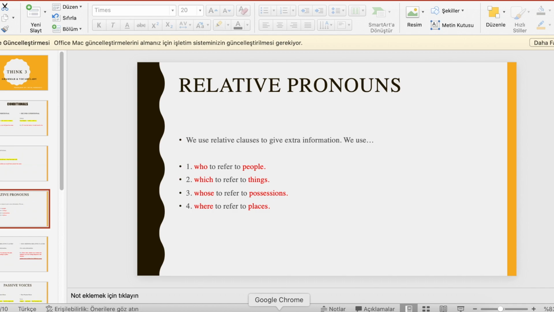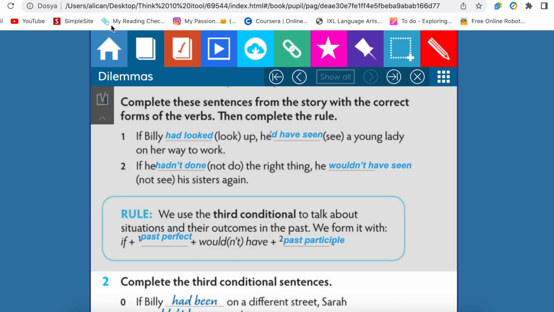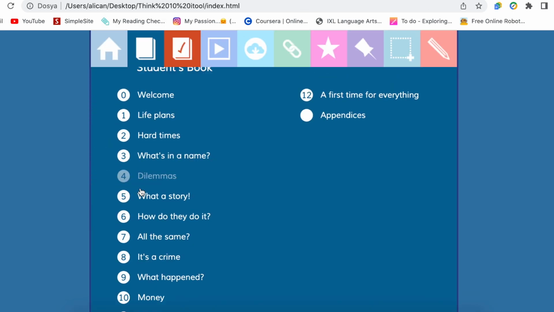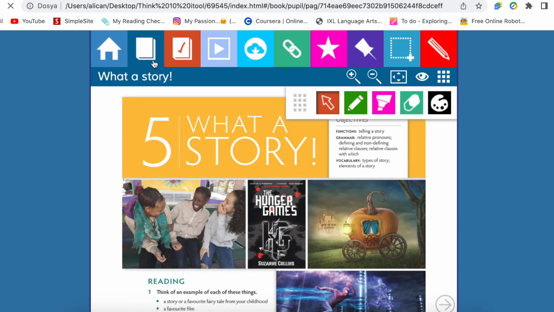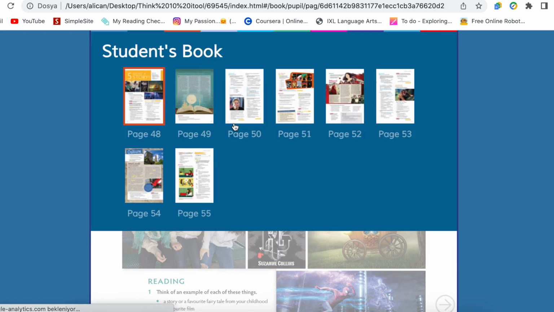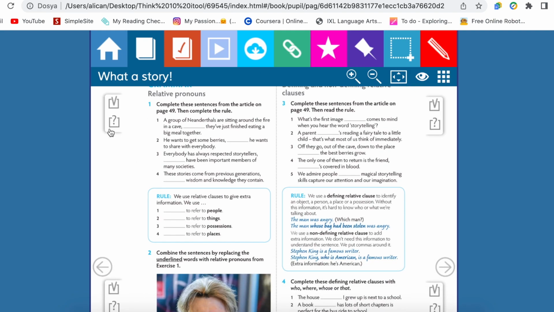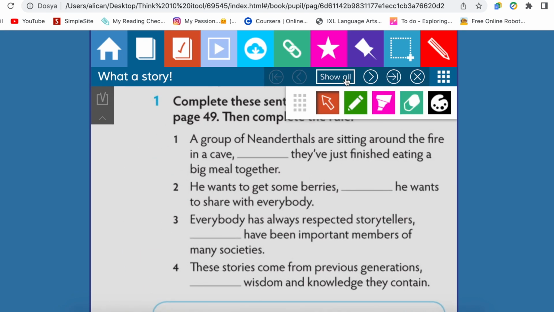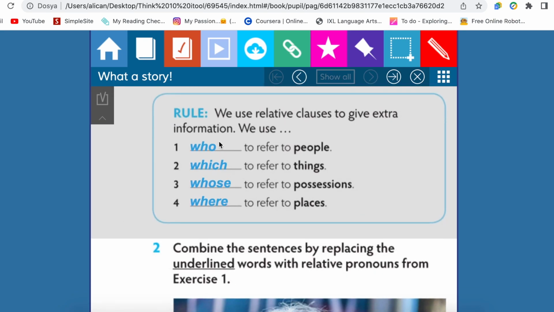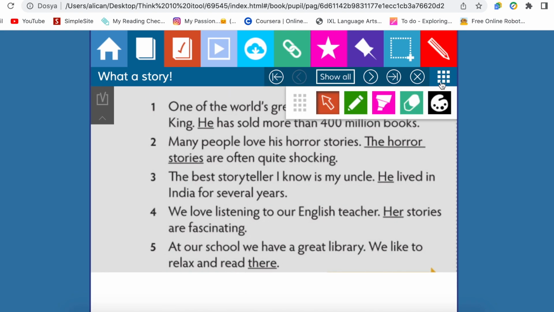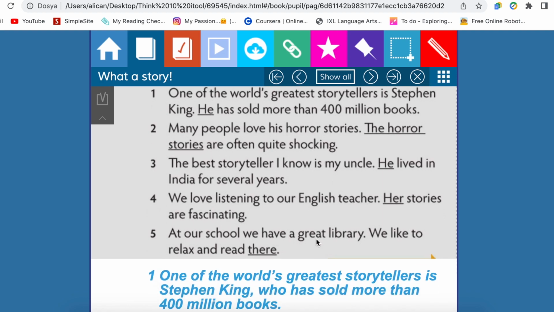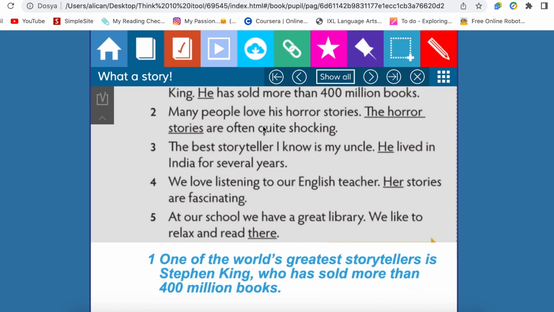Let's open unit 5, page 50. Okay, let's look at here relative pronouns. It says complete these sentences. For the rule, as you can see, the answers are here. Let's complete this exercise. One of the world's greatest storytellers is Stephen King. He has sold more than 400 million books. As you know, he is who. It means a person. That's why we use he, who.